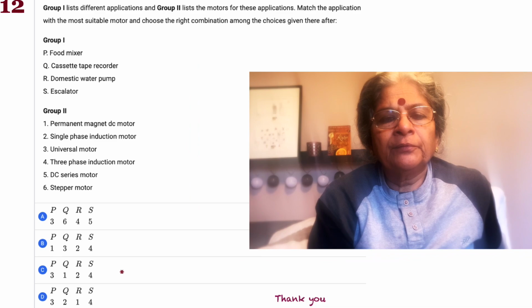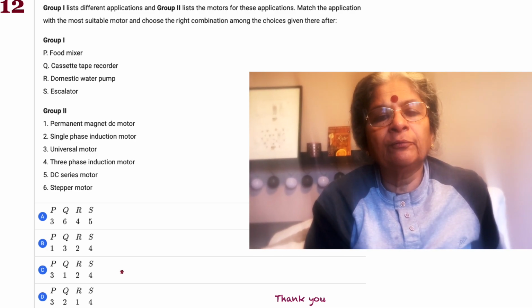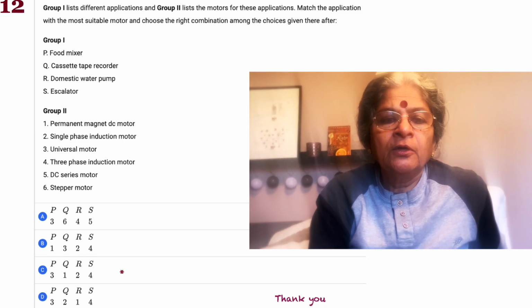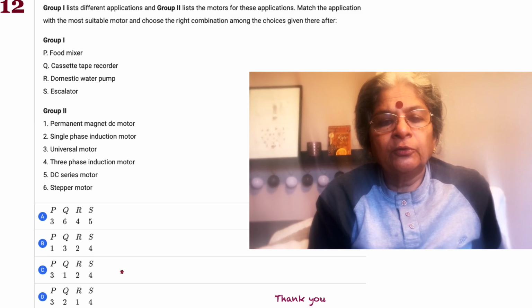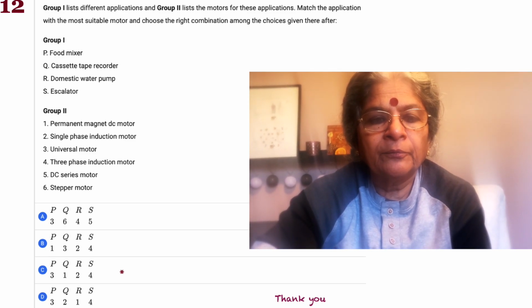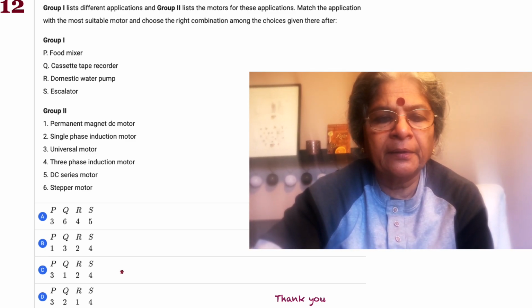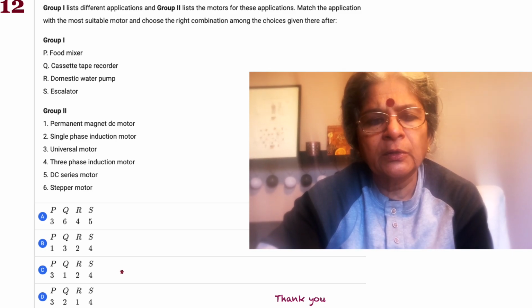In the last question we have several applications, where group 1 lists different applications and group 2 lists the motors for these applications, so we have to match them, choosing the right combination. Some of them might be true, but what is best is what we are going to choose. Food mixer: if you look at the options in group 2, the universal motor is definitely going to be the applicable motor. We can also use others like permanent magnet, but they happen to be very expensive. So the universal motor is the best option.